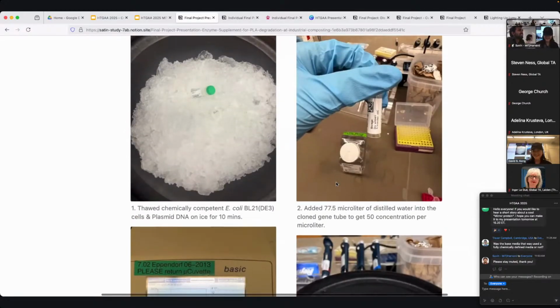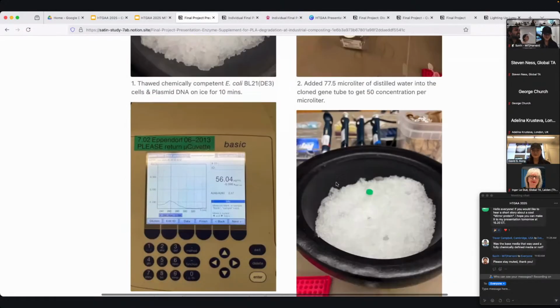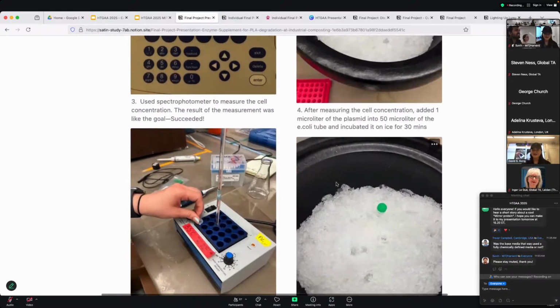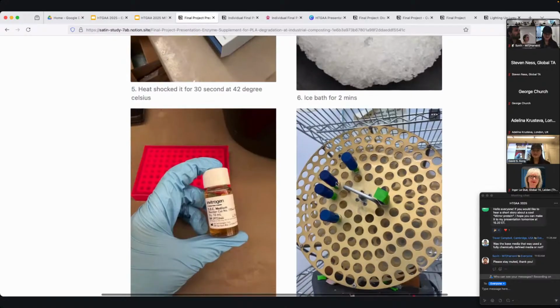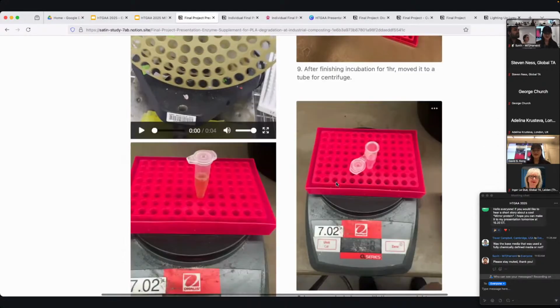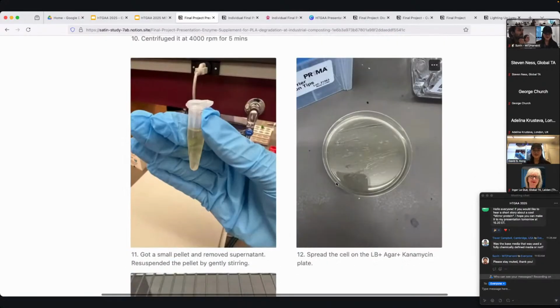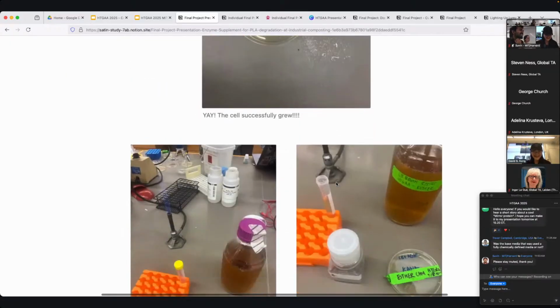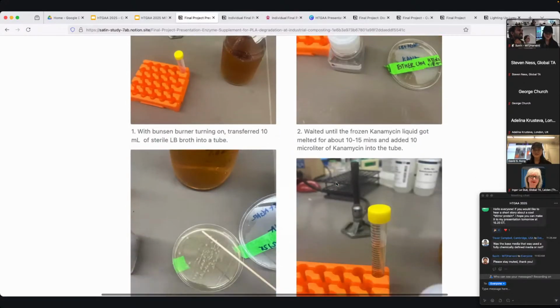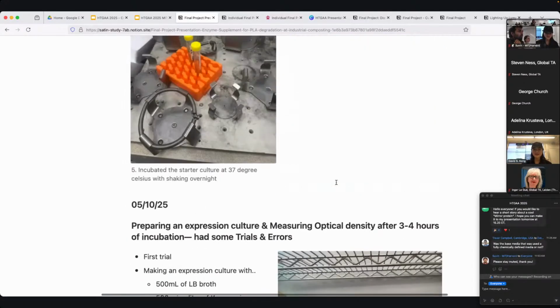Okay, diluted with the distilled water, and then ice, heat shock it, ice again, and then incubate it, and then place on the plate, and it was successfully transformed. Yes. And the next stage was expressing the protein.